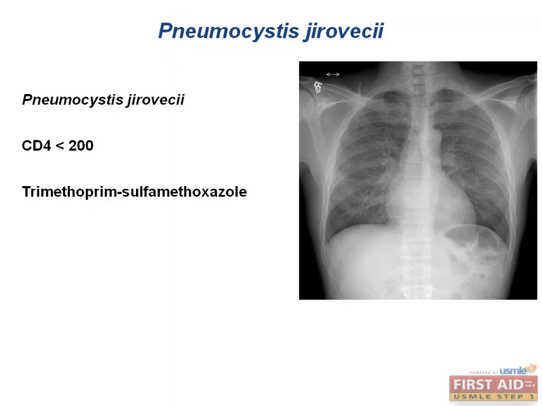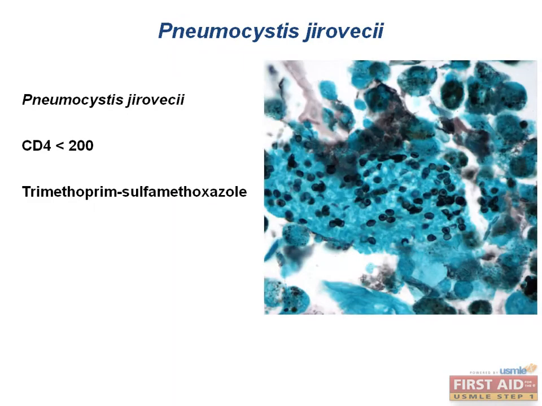And what if we did a bronchoalveolar lavage of this patient to get some cells for diagnosis? What sort of stain might we use? Well, pneumocystis stains very well with a silver stain. You might see small disc-shaped organisms. You can see them right here. The treatment is going to be with TMP-SMX, though IV pentamidine is also used.